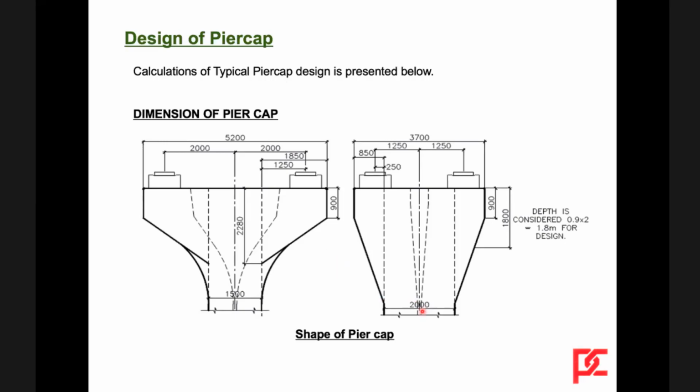The pier is about 2000 by 1500. On this 1500 side, the cap is 5200, but the other side is only 3700 against a pier size of 2 meters. So this is a corbel. Though the depth is like this, the depth is taken as 1.8 meters for the design of the corbel.